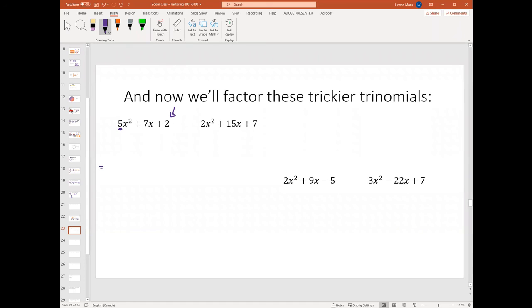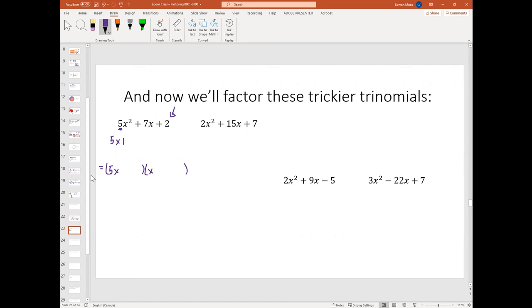So the leading coefficient is 5. This one's not quite as easy as the others, but at least 5 is prime. The only way I get to 5 is by having 5 times 1. So 5x and x are really my only options. 5x times x is 5x squared. There's no other way to do that.